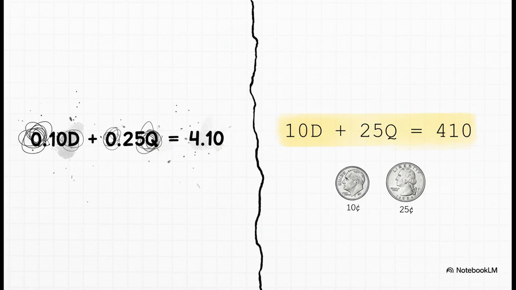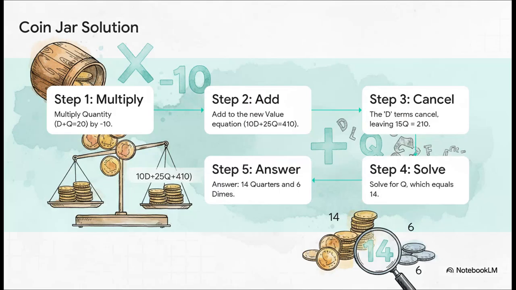Instead of working with dollars and messy decimals, we're now working with cents and these beautiful, clean, whole numbers. 10 cents for a dime, 25 for a quarter, and 410 cents total. It's the exact same problem, just way, way easier to solve. And from here on out, the steps are exactly the same as before.